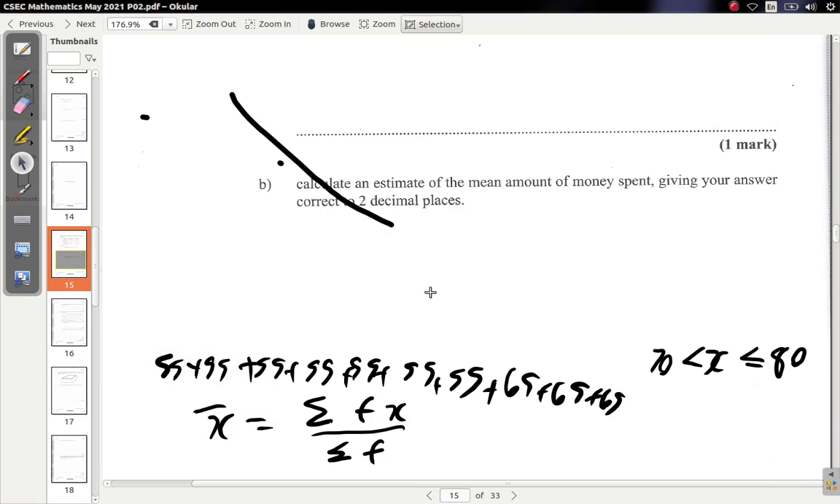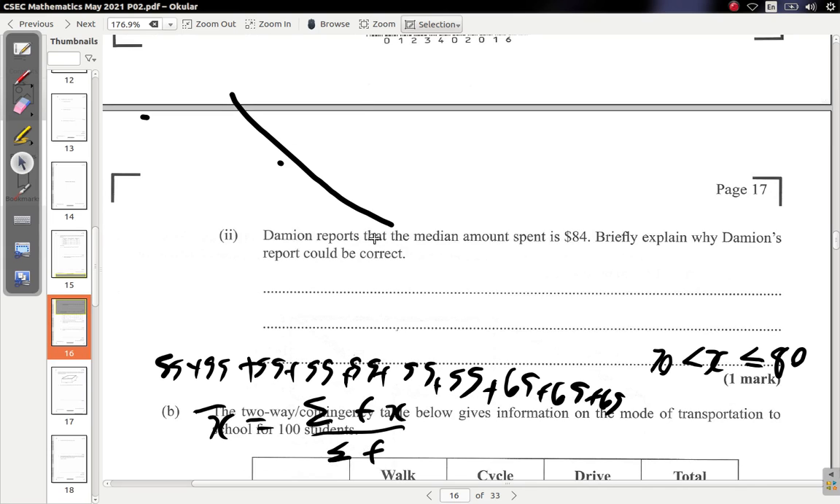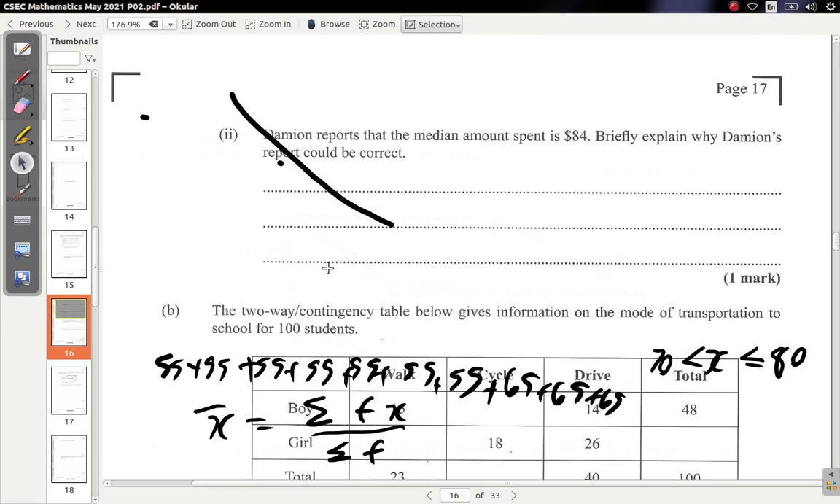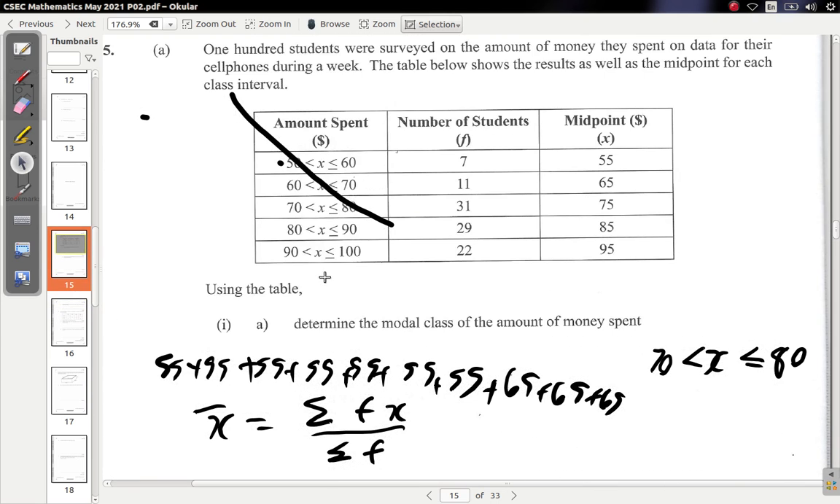Now, they say Damian reports that the median amount was $84. Briefly explain why Damian's report could be correct. Let me see. You say $84 now. Why his report could have been correct? The median.